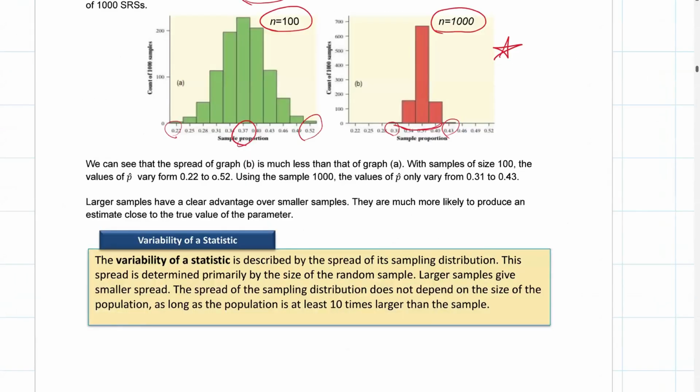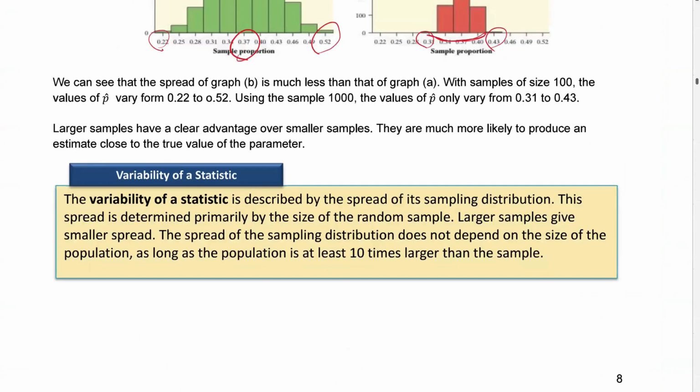The variability of a statistic is described by the spread of the sampling distribution. The spread is determined primarily by the size of the random sample. Larger samples give smaller spread. And that makes sense. The more information you have, the more likely you're making a good guess about this thing that you don't know. The spread of the sampling distribution does not depend on the size of the population, as long as we meet that independence condition, the 10% condition. So it doesn't matter the size of the population. What matters is the size of the sample.